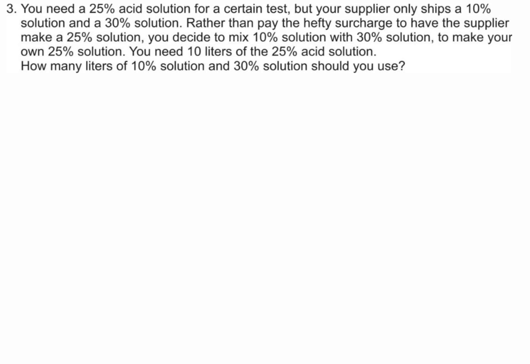Sounds impossible, doesn't it? Right now you look at it and think, how in the world am I going to do this problem? All right, so it goes on. You need 10 liters of the 25% acid solution. How many liters of the 10% and how many liters of the 30% should you use? So that's the question. All right, somebody raise your hand and tell me how to start this problem.